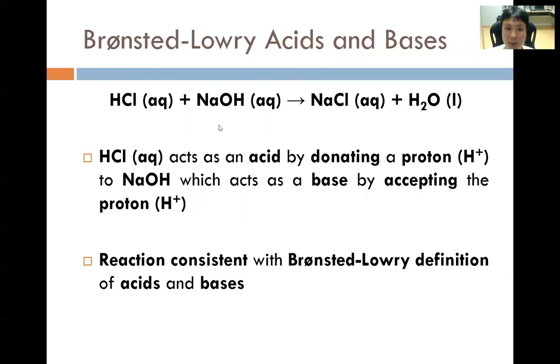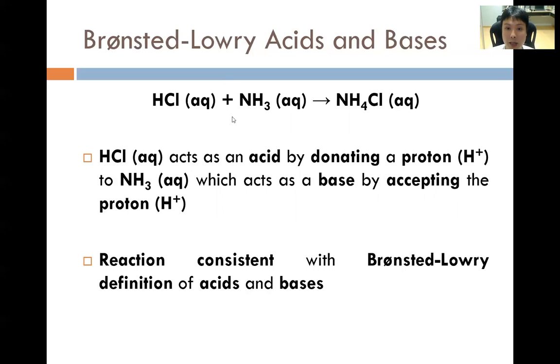The NaOH will accept a H+ from HCl, and hence it will be a proton acceptor. And NaOH will be consistent with a Brønsted-Lowry base. And hence this reaction is consistent with not only the Arrhenius definition, it's also consistent with the Brønsted-Lowry definition. As it should, because it's a subset, right? The Arrhenius is a subset of the Brønsted-Lowry.